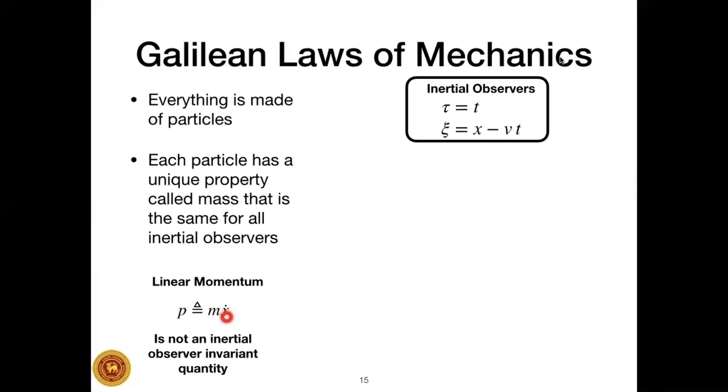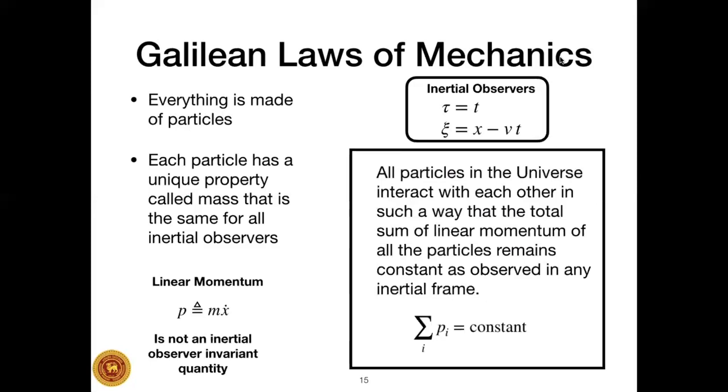If you multiply the velocity by the mass, you define something called the momentum. What Galileo Galilei found through these experiments is that the momentum is not independent of the inertial observers, because the velocity is not independent of the inertial observers, even though the mass is. But what he observed, through those experiments and what we saw in the previous videos, is that all particles interact. All particles of the tennis ball, all particles in those billiard balls, interact with each other in such a way that the total sum of linear momentum of all the particles remains constant.